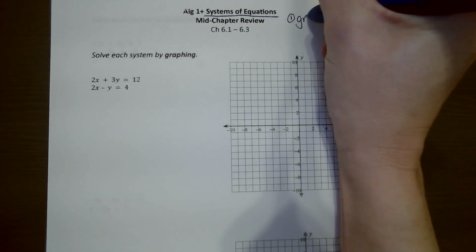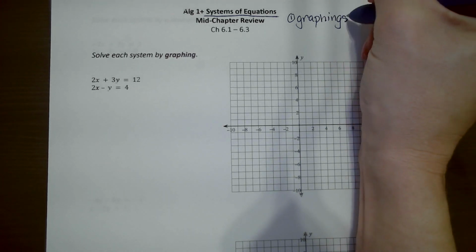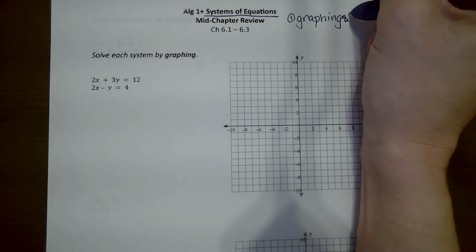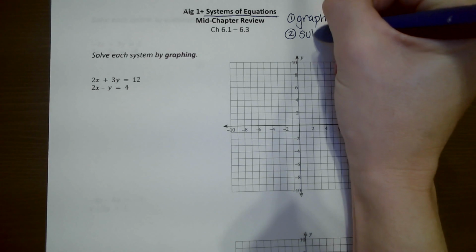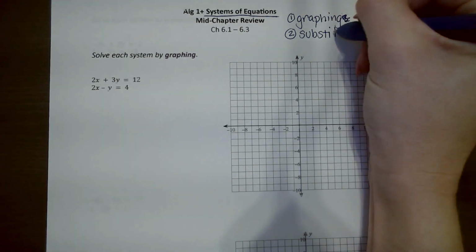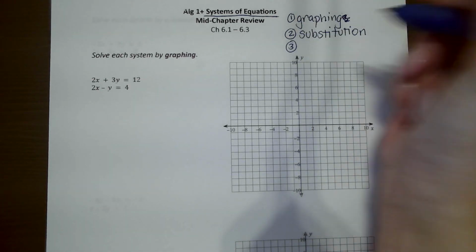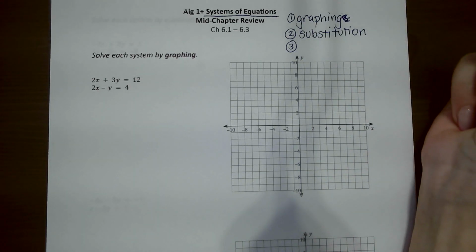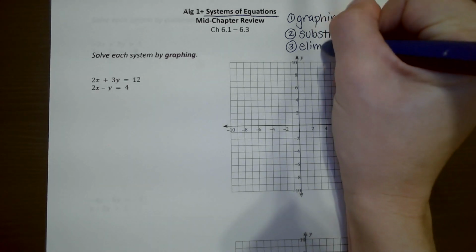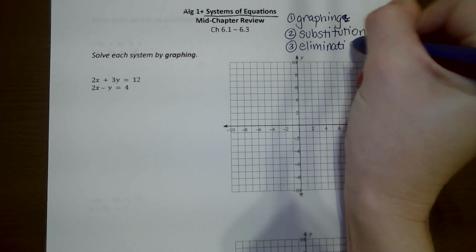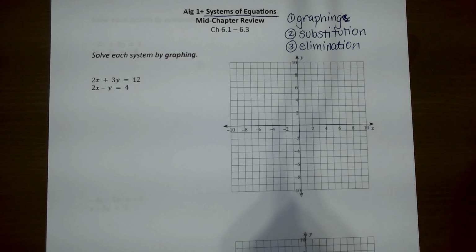The first is graphing. We graph the 2 lines to visually see where they intersect. Number 2, substitution. This is where we solve for one variable and then substitute it in for the other, to solve for the other. And number 3 is elimination. So this video is going to go over these 3 skills.